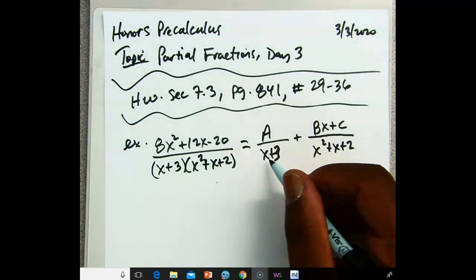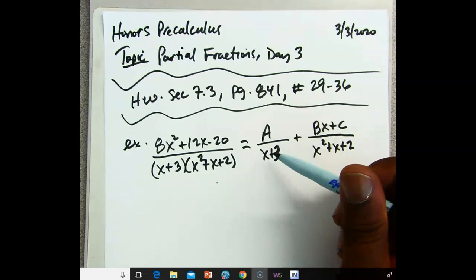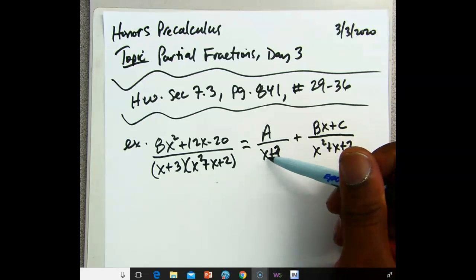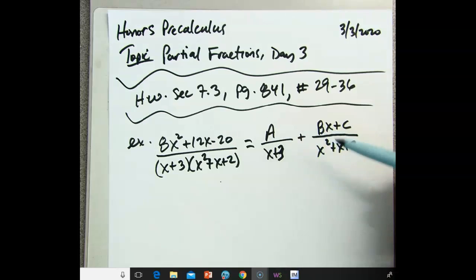So with a linear factor, 1 degree lower than a linear factor is a constant; for a quadratic factor, 1 degree smaller than that is a linear factor. If we were to do partial fraction decomposition and you had a cubic on the bottom, then this would be Bx squared plus Cx plus D. You would always go 1 degree smaller.